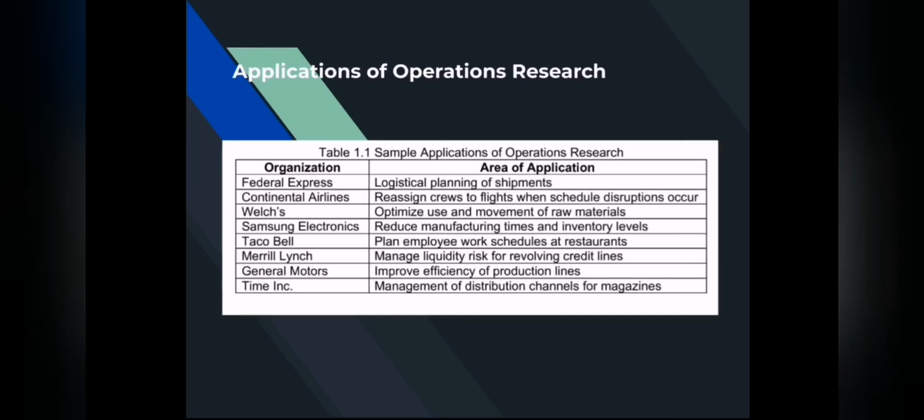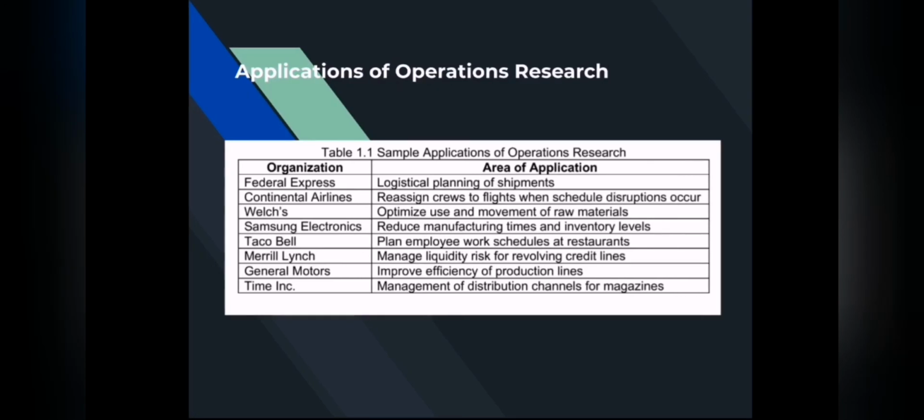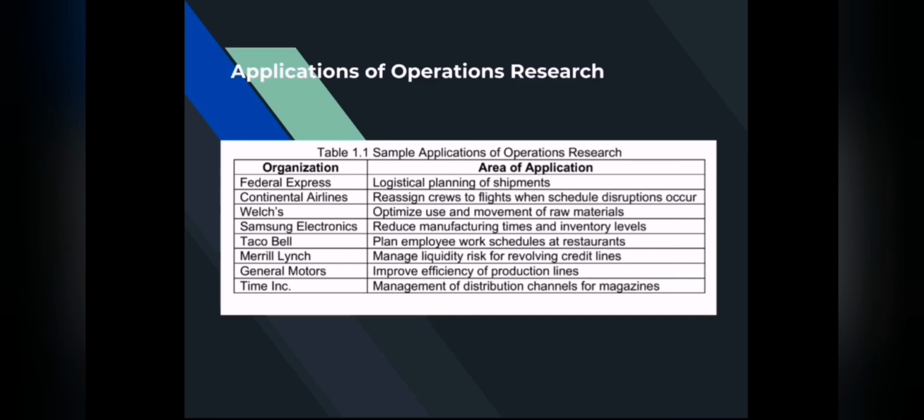Now, here are some real-life applications of operations research in many organizations, such as Federal Express or FedEx, who uses OR for their logistical planning of shipments, Continental Airlines using OR to reassign crews to flights when schedule disruptions occur, Welch using OR to optimize the use and movement of raw materials, Electronics using OR to reduce manufacturing times and inventory levels, Taco Bell using OR to plan employee work schedules at restaurants, Merrill Lynch to manage liquidity risk for revolving credit lines, General Motors to improve efficiency of production lines, and Time Inc. uses OR to manage the distribution channels for magazines.